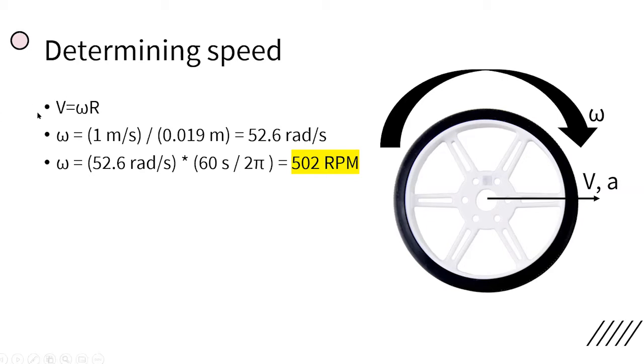We can use this relationship, V equals omega R, where V is the linear speed, omega is the angular speed, and R is the radius, in this case, of the wheel. By solving for that, we get an omega, the angular speed, of 52.6 radians per second, but most spec sheets will give that information in terms of RPM, or rotations per minute. If we convert that from radians per second to RPM, we get about 500.